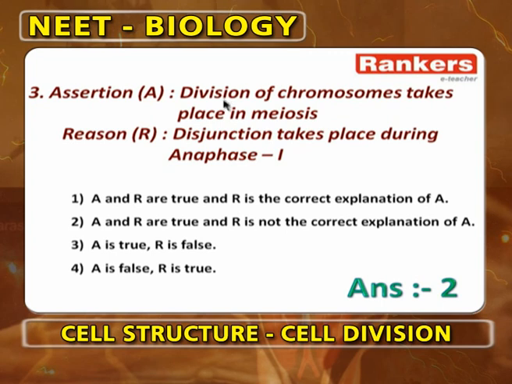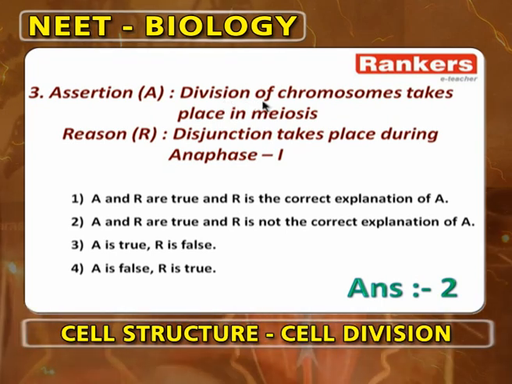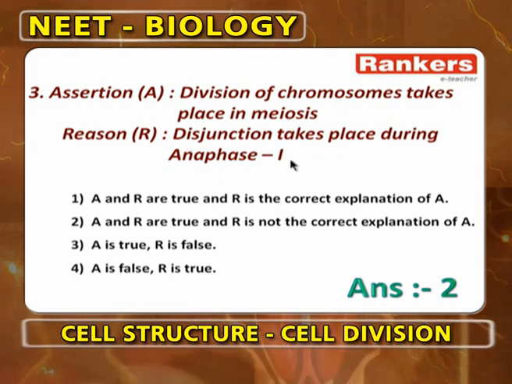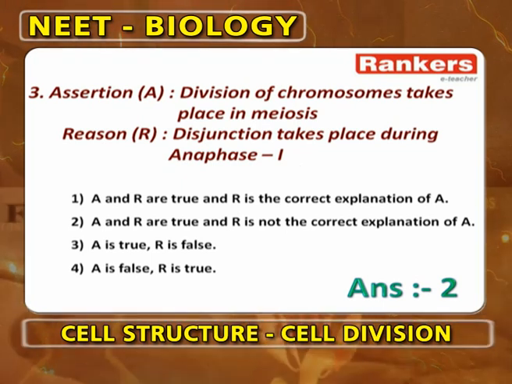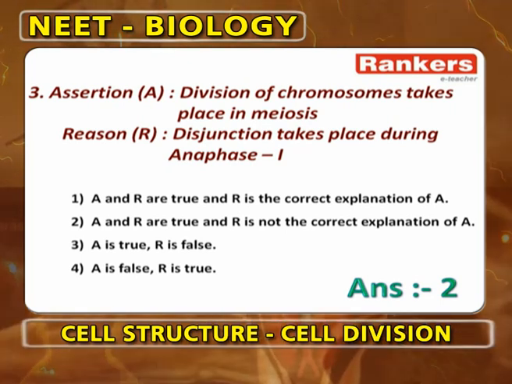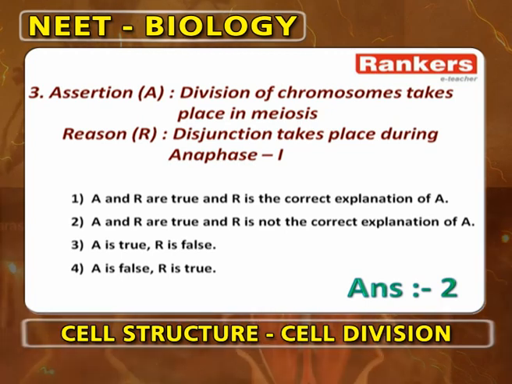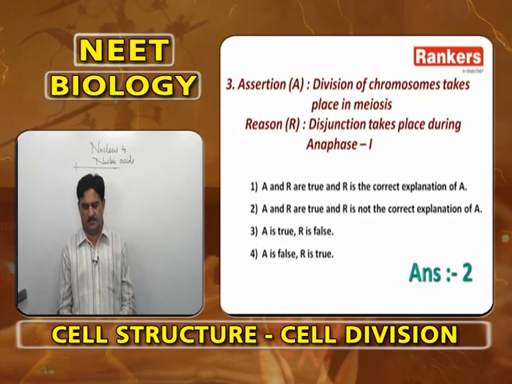Assertion: Division of chromosome takes place in meiosis. Disjunction takes place during anaphase 1. Division of chromosome takes place in meiosis is correct, because in anaphase 2, every chromosome divides at the point of centromere to form daughter chromosomes. So it occurs in anaphase 2.